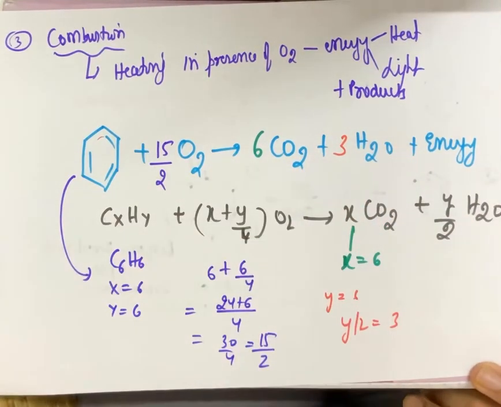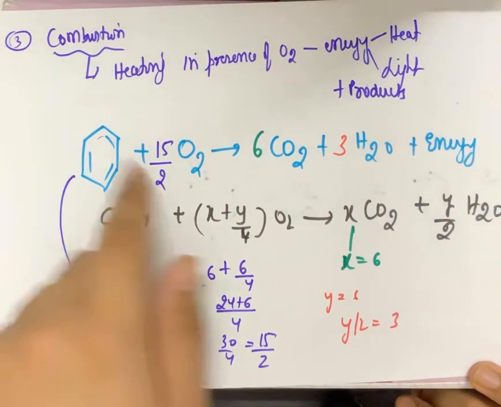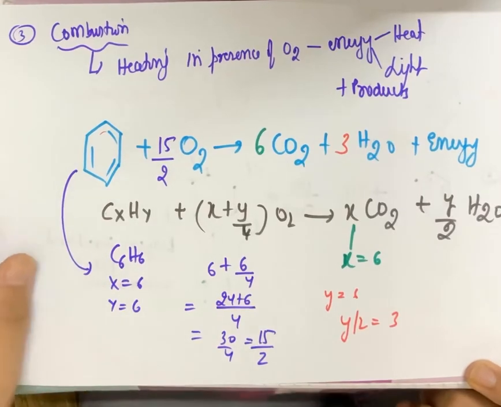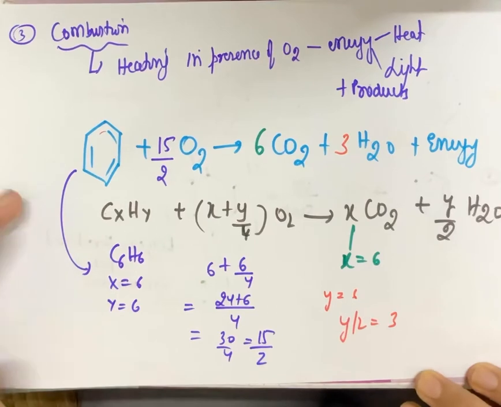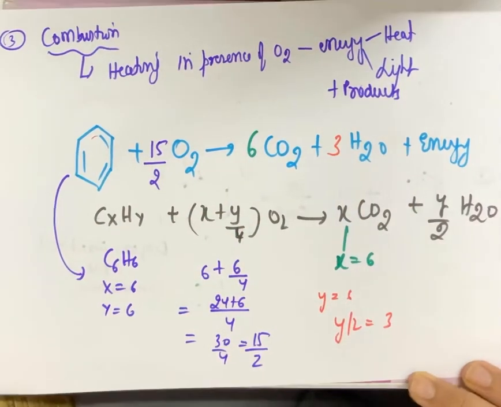And apart from that, energy in the form of heat and light will always be produced in combustion. That's why for using fuels, we are using the combustion reaction. So for benzene also, we'll heat it in presence of oxygen. We'll get carbon dioxide, water and energy in the form of heat and light. These are the major products. This is the energy product of it. And any combustion reaction will give carbon dioxide and water in all situations.